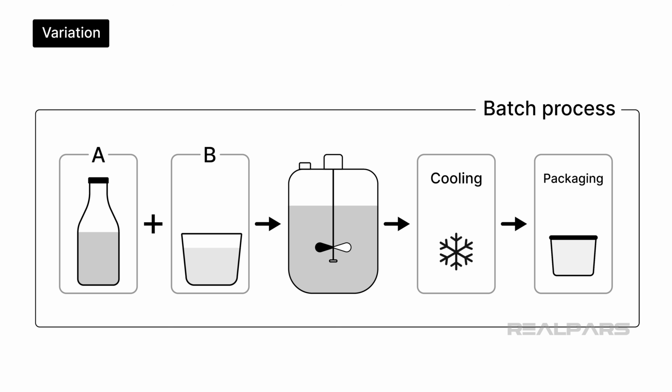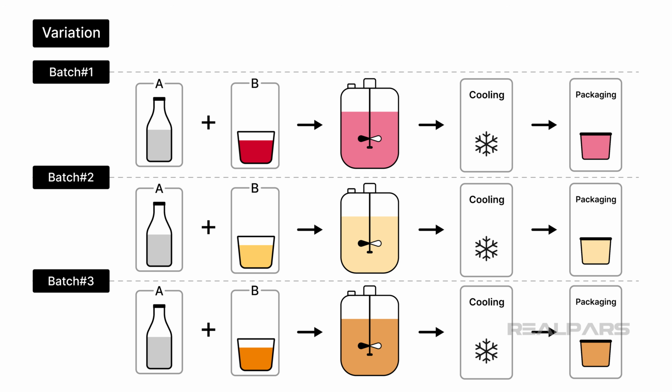In contrast, if a factory produces many variations of a product, then they will probably run a batch process. For example, if a factory wants to use the same equipment to produce different flavors of ice cream, then a batch process makes sense, because each flavor can be run as a batch.